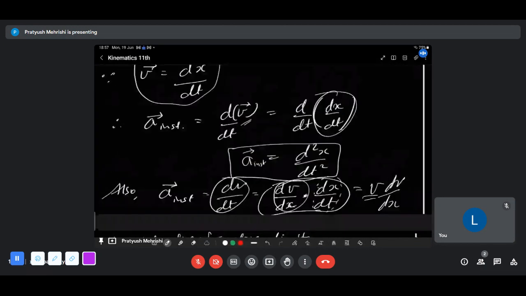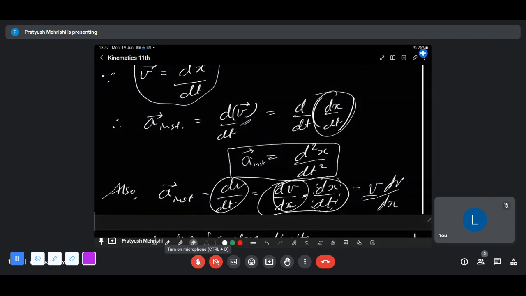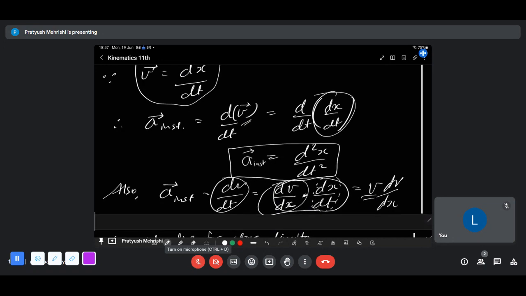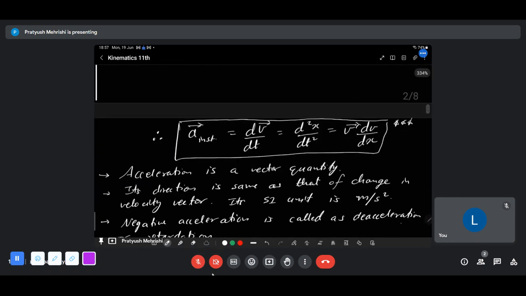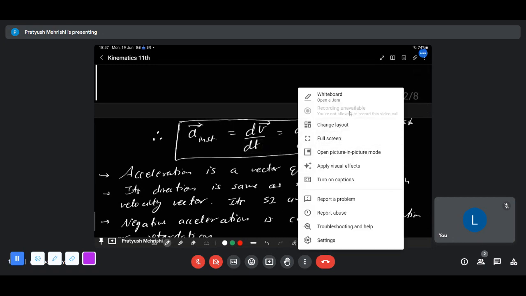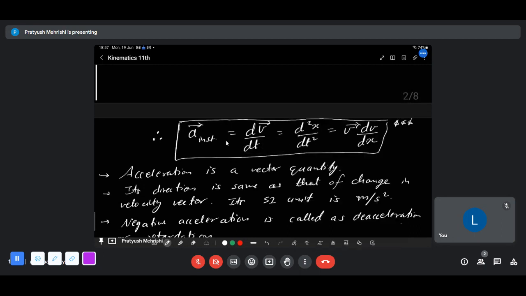Also, dv by dt can be written as dv by dx multiplied by dx by dt. This dx and dx will cancel out ultimately. dx by dt is velocity, so v dv by dx is another formula for instantaneous acceleration. Thus, for acceleration, we got these three formulas: dv by dt, d square x by dt square, and v dv by dx.